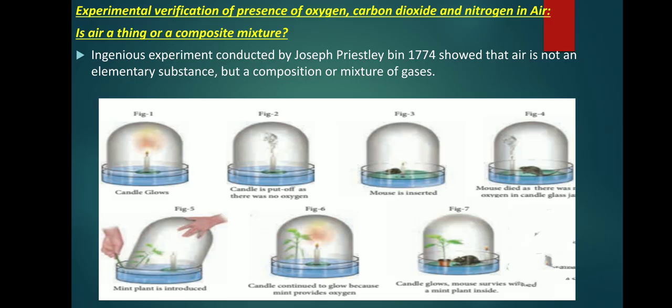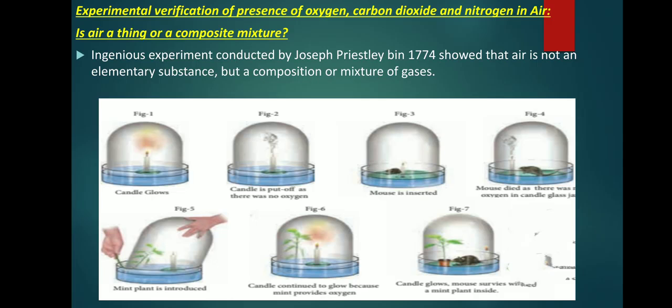Now we are going to discuss the experimental verification of oxygen, carbon dioxide and nitrogen in air. Joseph Priestley conducted an experiment to determine the importance of air for the growth of green plants. He conducted a series of experiments in which he placed a burning candle and a mouse in a bell jar, such that no air could leave or enter the jar.